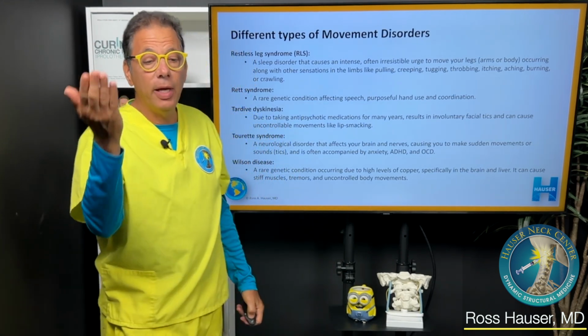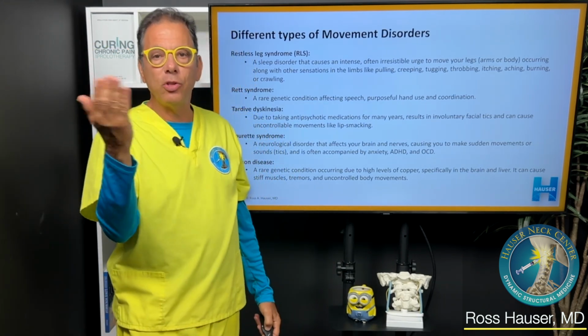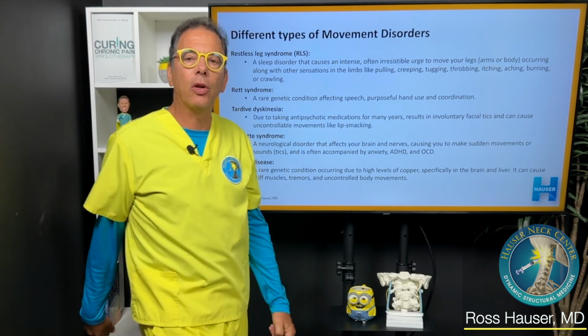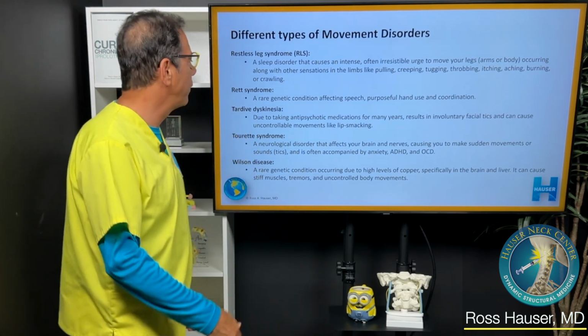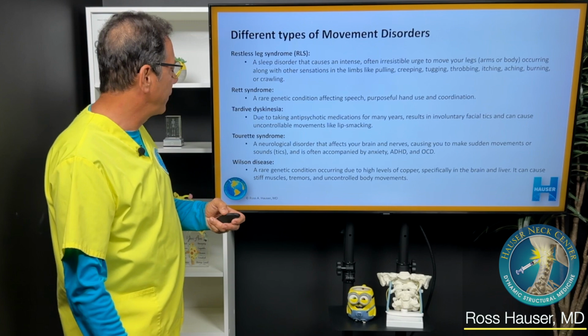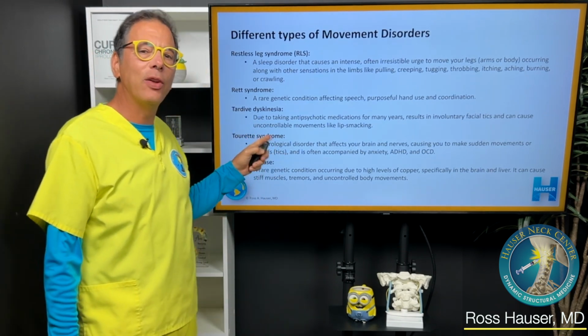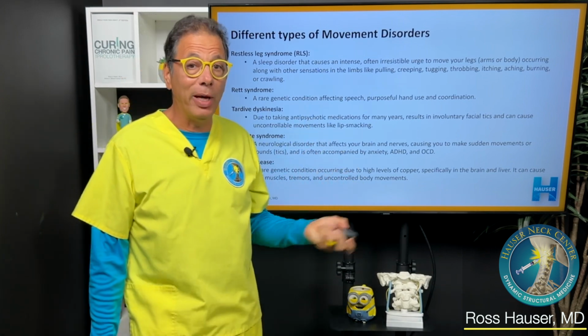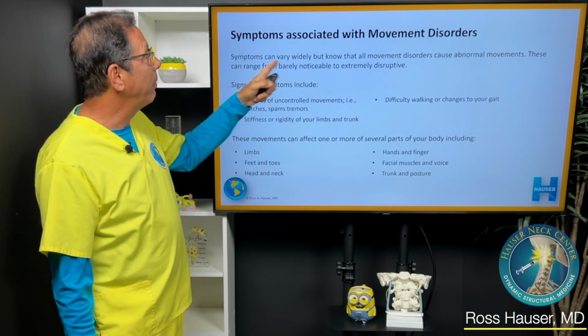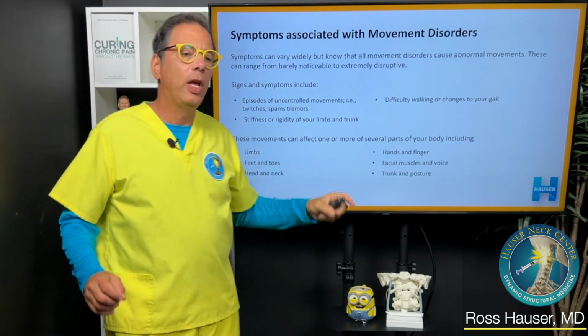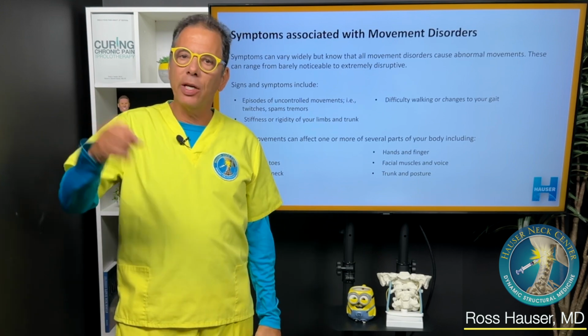So basically, the treatment of restless leg syndrome should be what? Restore your lumbar curve, restore your neck curve. And then normally it goes away. Tourette's, I'm not saying you do structural work on your neck and the Tourette's goes away, but probably it's going to be helped. Symptoms associated with movement disorders, you know, basically the people can't control the movement.